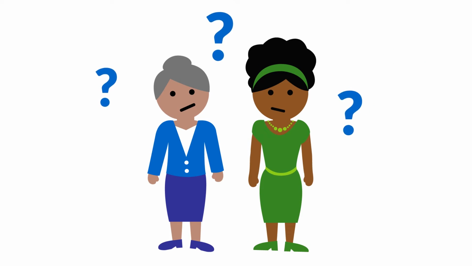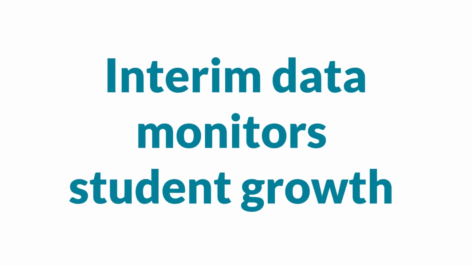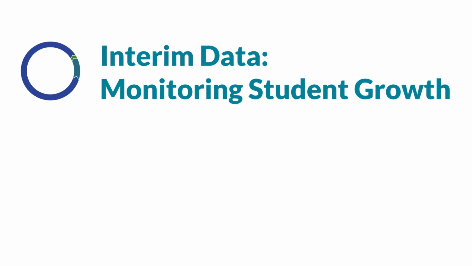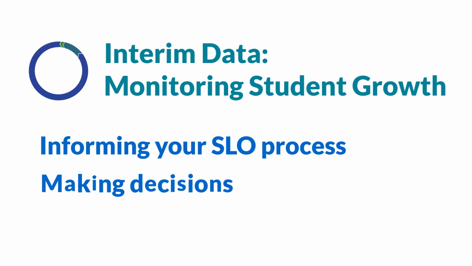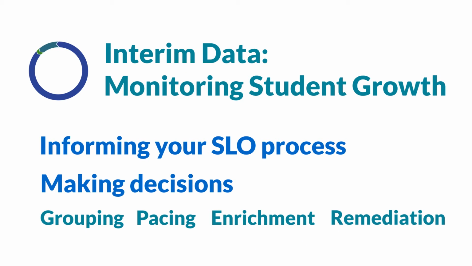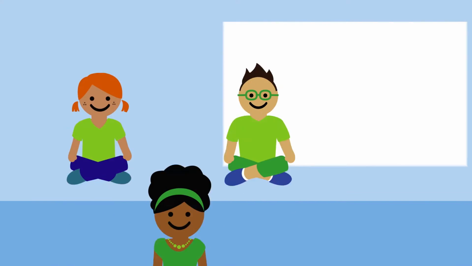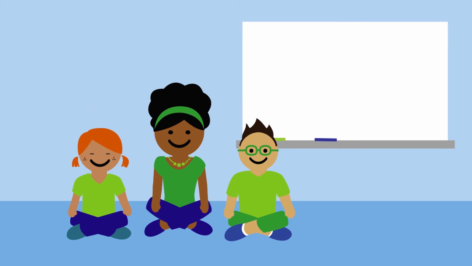At the core, interim data uses multiple data points to monitor student growth, allowing educators to identify patterns in student learning. What interim data is most useful for is informing your SLO process and making decisions about grouping, pacing, enrichment, and remediation. These decisions should guide instruction and intervention decisions. So what should interim assessment look like? The answer depends on how the data is going to be used.